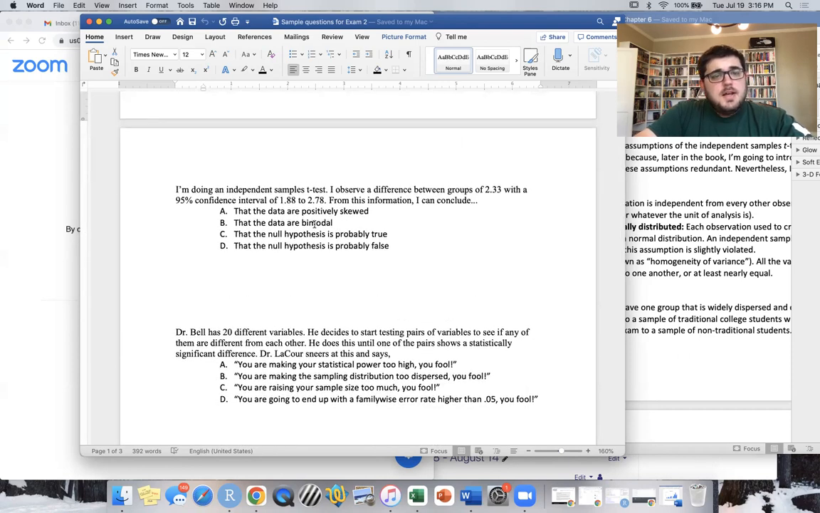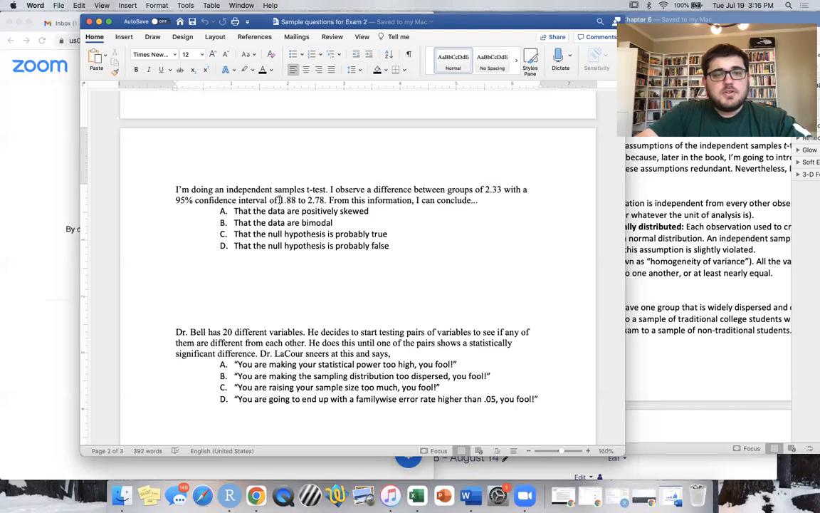Here's our next question. I'm doing an independent samples t-test. That's when you have two sample means from two different groups, and you want to test whether they're statistically significantly different from each other. I observe a difference between groups of 2.33 with a 95% confidence interval of 1.88 to 2.78. So I saw a difference of 2.33, but it could have been as low as 1.88 or as high as 2.78. Notice that the lower boundary and the upper boundary of the 95% confidence interval are both positive numbers.